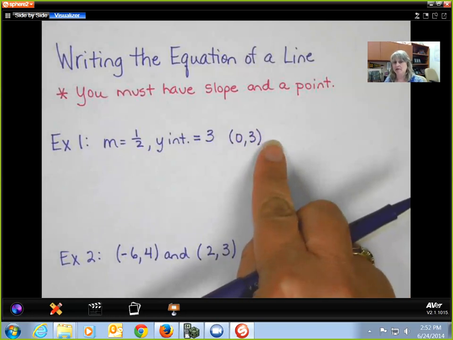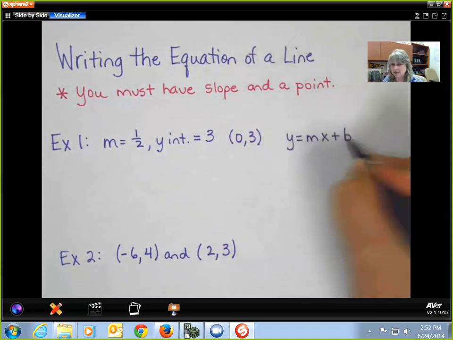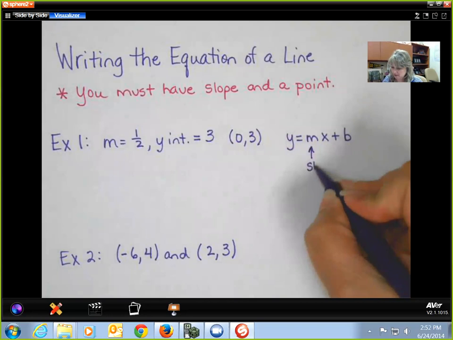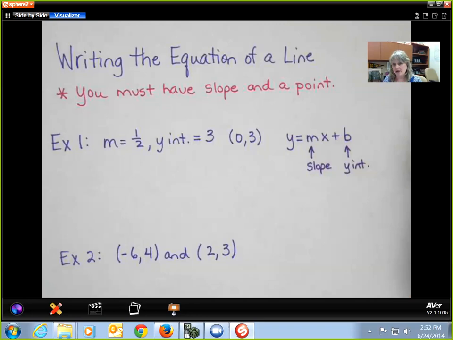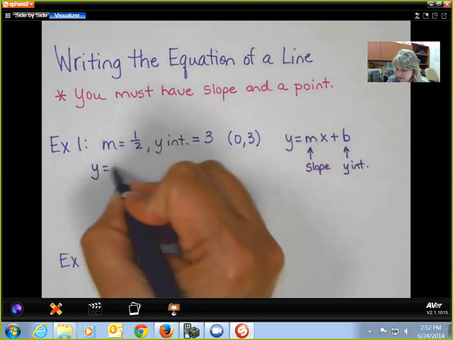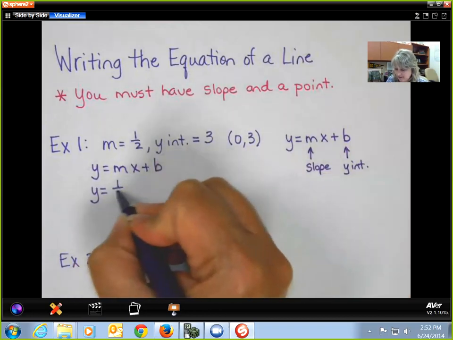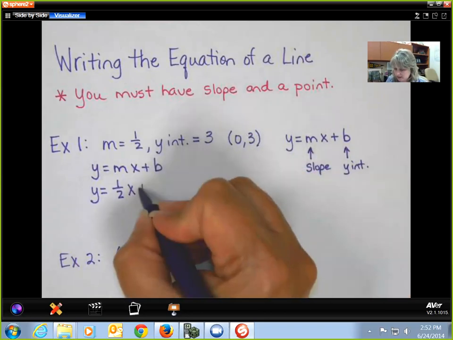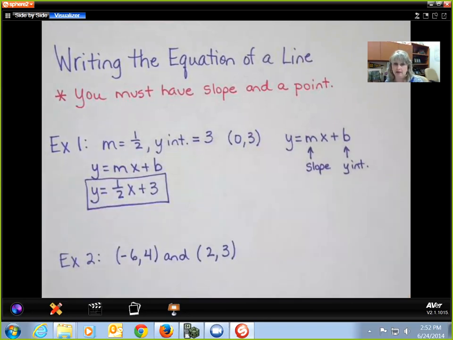And again, if you have slope and a y-intercept, you can use the form y equals mx plus b. This is called slope-intercept form, okay, where your m is your slope and your b represents your y-intercept. So if we have that information, we can write y equals mx plus b. So y equals 1/2 is your m, so 1/2 x. Your y-intercept is a positive 3, so plus 3. So this is the equation of a line that has a slope of 1/2 and a y-intercept of 3.